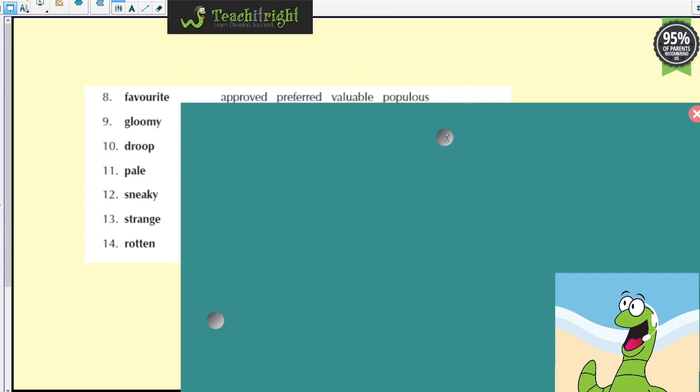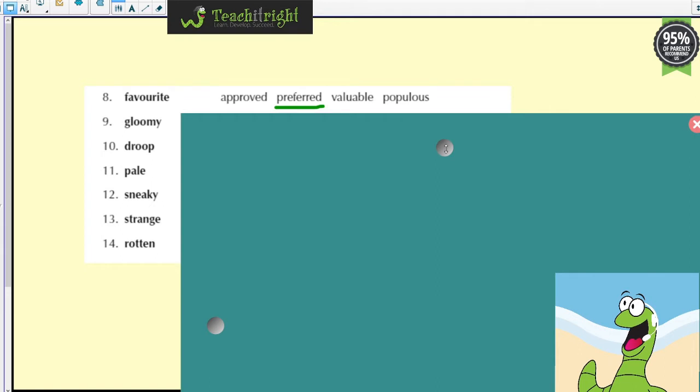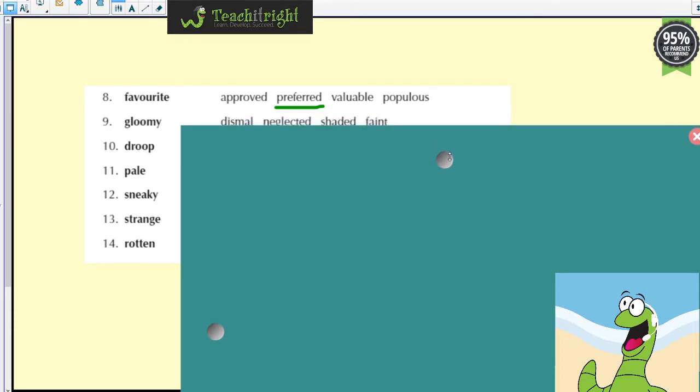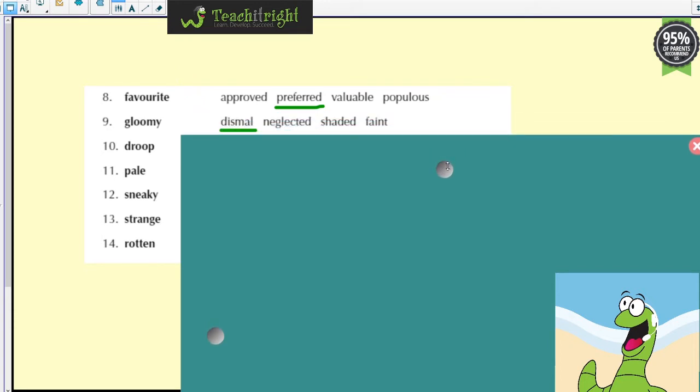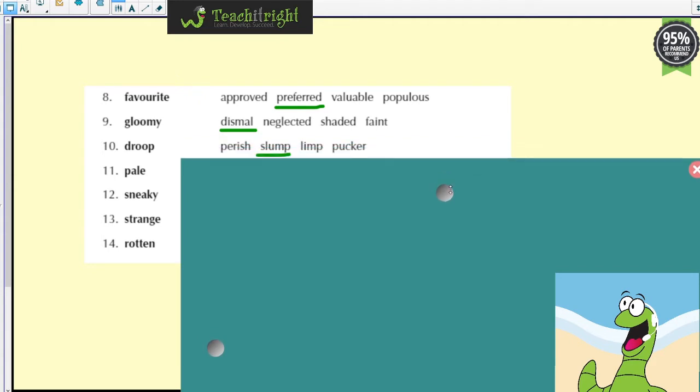Number 8, your favourite is the thing that you prefer. So you might have your preferred chocolate, your favourite chocolate. If things are gloomy, it means they're a bit sad and upsetting, so here the answer is dismal. Gloomy weather might be horrible, cold, rainy, dark weather. Number 10, if something starts to droop, like flowers started to droop, they slump. It would be like they fall over. We talk about flowers drooping when they don't have enough water. It's when they go limp, but I think slump is a better synonym. And again, be careful.